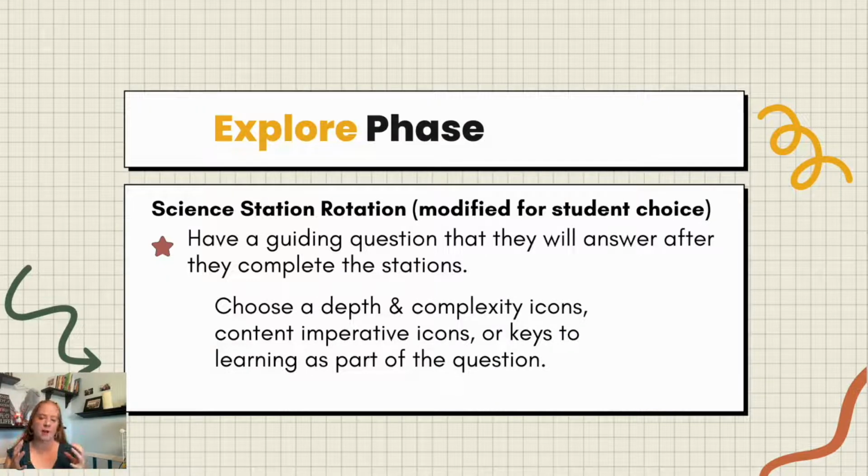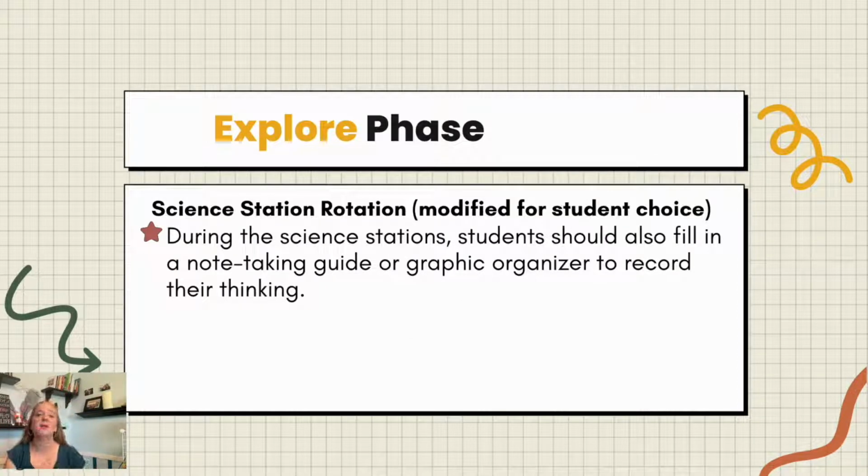When you have them doing these science stations, you'll want to have them fill out some type of note-taking guide or graphic organizer as they're going through the stations for them to organize their thoughts. So they're going to fill out the station information. You probably have a worksheet maybe they're filling out, or they're doing something for that particular station. But then you want to have a separate note-taking or graphic organizer where they can put their thoughts from all the stations they've done onto one paper to organize their thoughts from all the different stations. And that way they're all together in one spot.